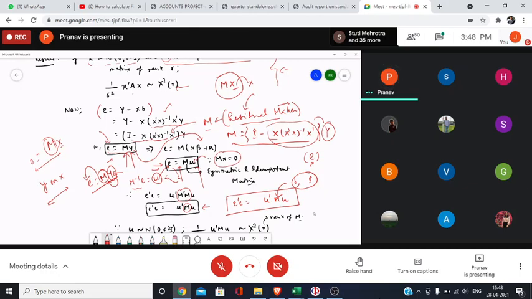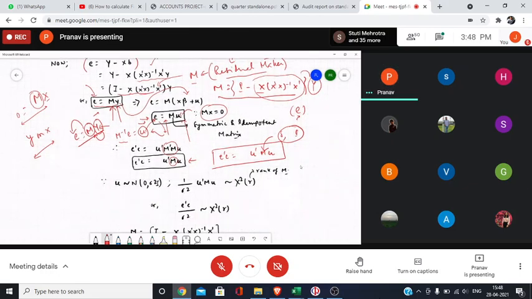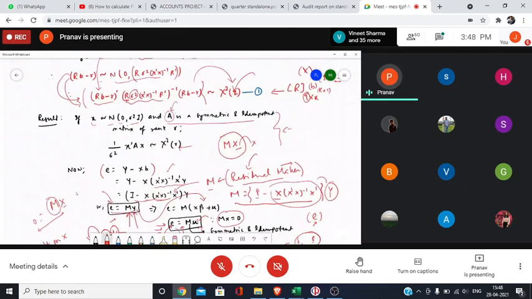Now, errors, population errors are assumed to be normally distributed with mean 0 and homoscedastic variance. I can utilize this result, which I have written here. That is, I can write this as 1 upon sigma square u transpose u will follow a chi-square distribution with degree of freedom given by the rank of this matrix M.